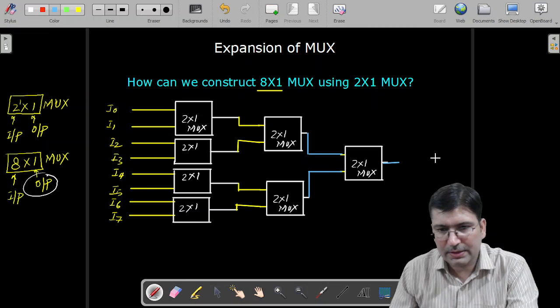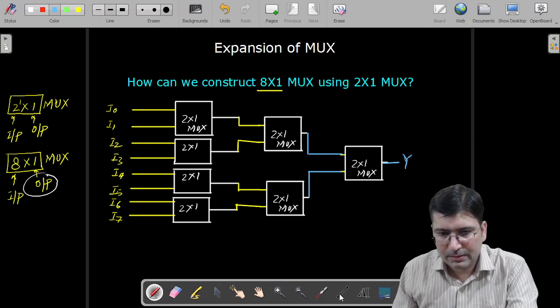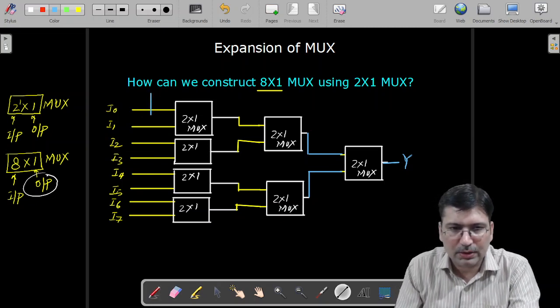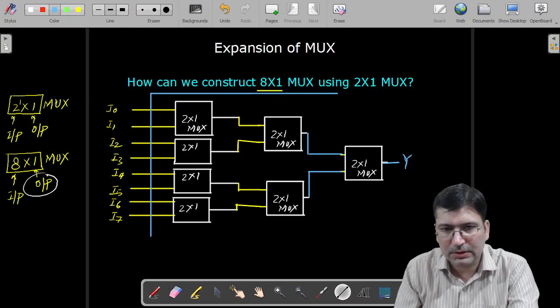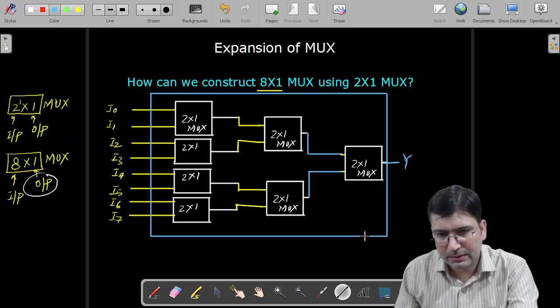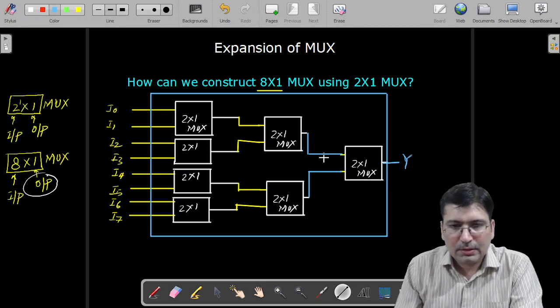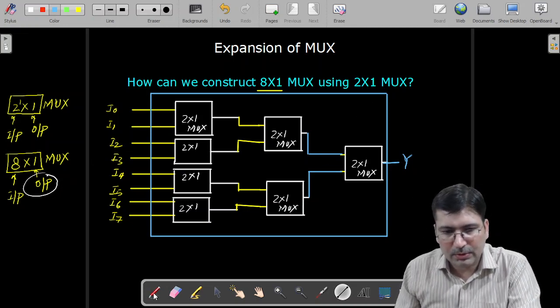So that output, let's say you are getting final Y, and this overall circuit will behave like 8x1 MUX. So if I inbox this circuitry like this, inside there are only 2x1 MUX, but the overall behavior of this circuit will be like 8x1 MUX.